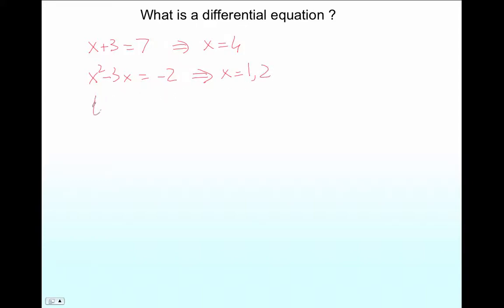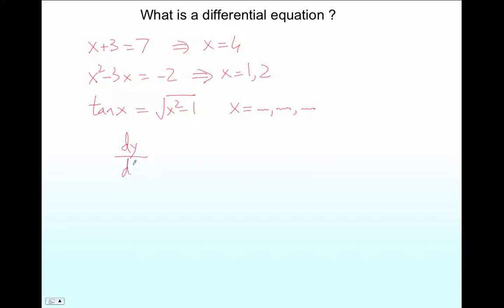Of course, it could be very complicated. You could have tan x equals the square root of x squared minus 1, and then you'd have to do this on the computer numerically or whatever, and you'd get x equals this value and this value and this value. But a differential equation is different from all of these.